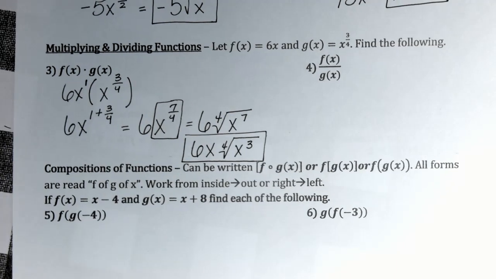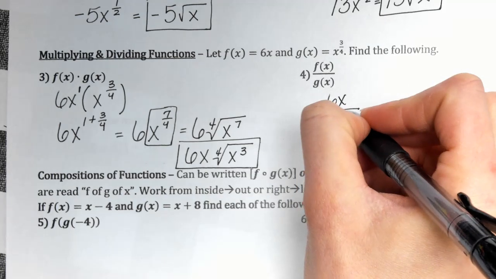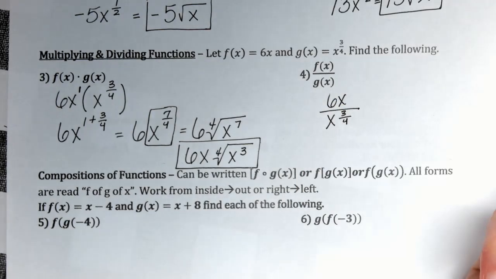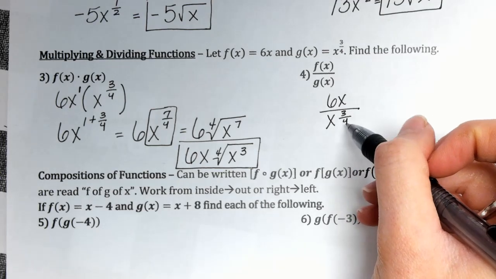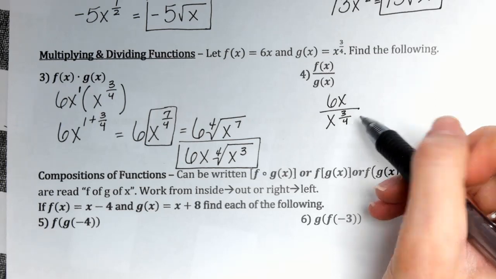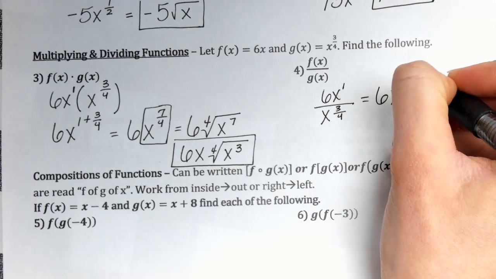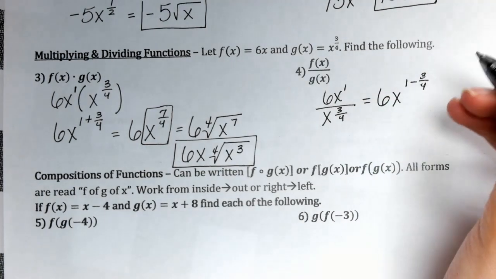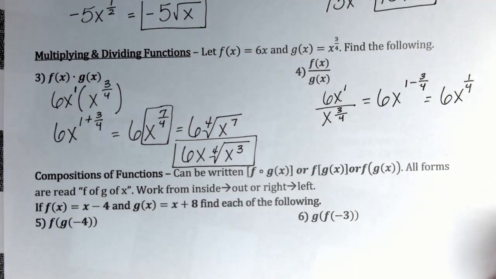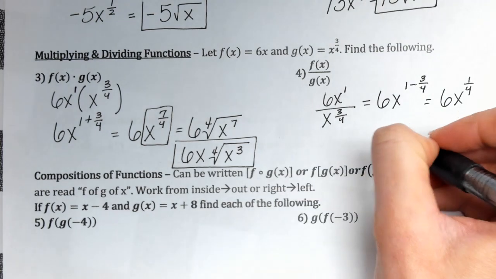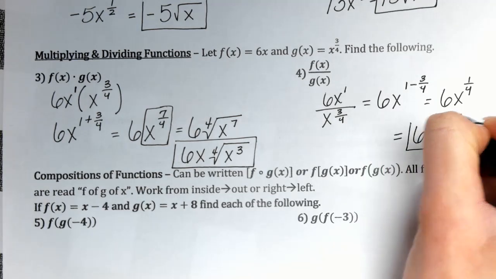Okay, now when I'm dividing, I have 6x divided by x to the 3/4. Okay, I didn't write my x big enough for that to look like an exponent, but that's an exponent. Okay, so x and x, this is a 1. So I'm still going to do 1 minus 3/4. So that's just going to give me 6x to the 1/4. So my answer is just 6 times the 4th root of x.